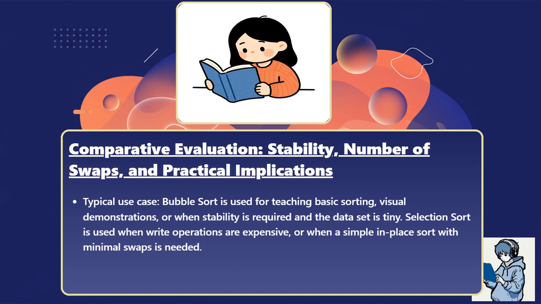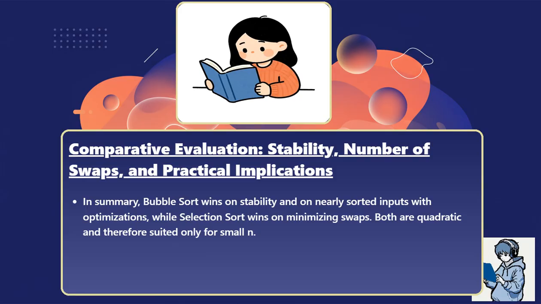Typical use case: bubble sort is used for teaching basic sorting, visual demonstrations, or when stability is required and the data set is tiny. Selection sort is used when write operations are expensive, or when a simple in-place sort with minimal swaps is needed. In summary, bubble sort wins on stability and on nearly sorted inputs with optimizations, while selection sort wins on minimizing swaps. Both are quadratic and therefore suited only for small n.